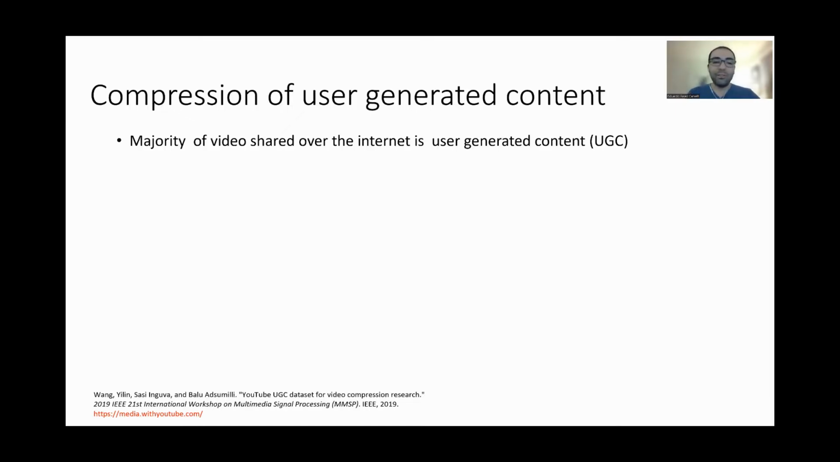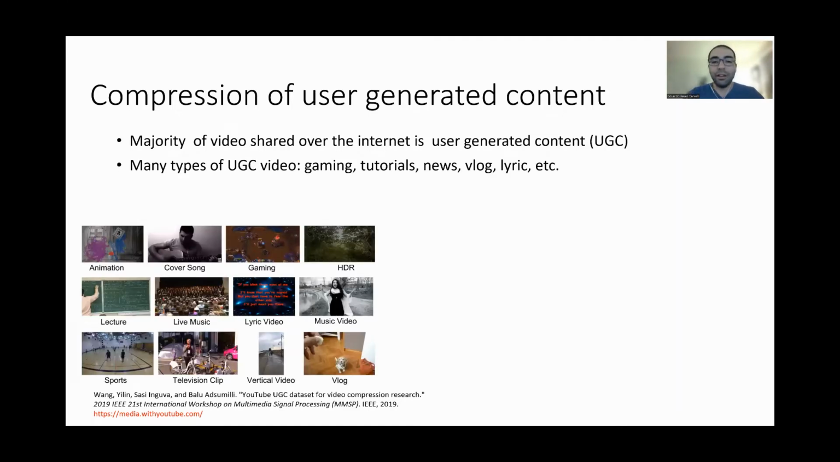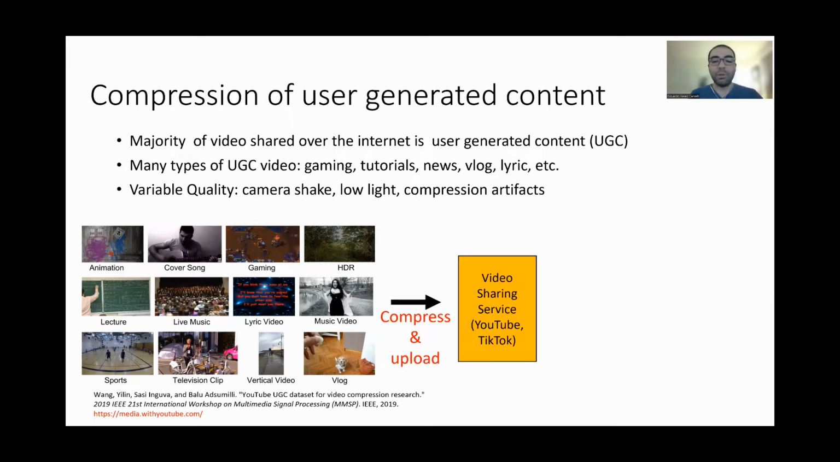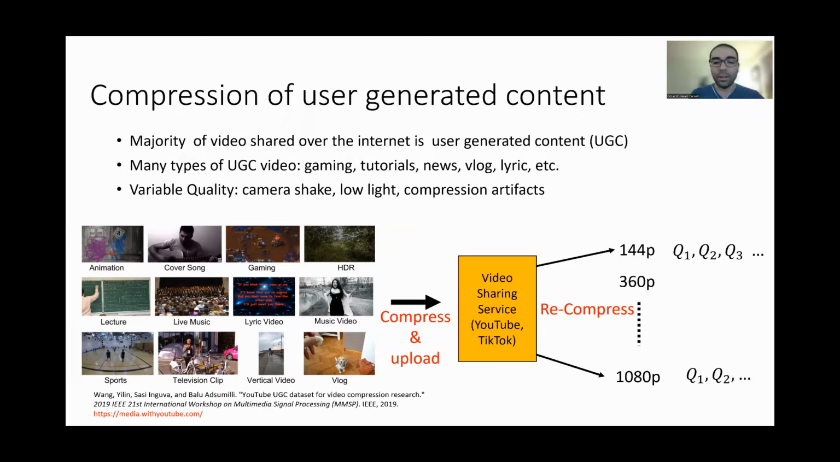The majority of the videos shared over the internet is user-generated content, called UGC. This video is diverse. There are many types of UGC video, and it also comes in different quality levels due to many factors, including camera shake, low light, and in particular compression artifacts. Typically, a UGC video is created, and then it's compressed and uploaded to a video sharing service such as YouTube or TikTok. And then this video is recompressed at multiple resolutions and at multiple qualities.